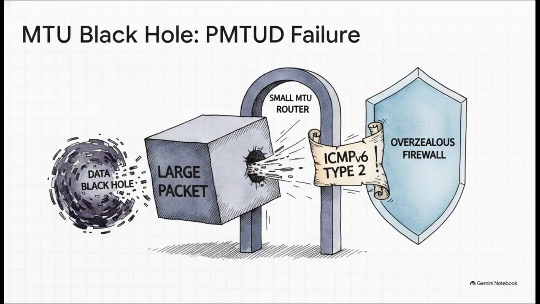But a large file transfer packet hits a router somewhere down the line that has a smaller MTU limit. Naturally, that router sends back an ICMPv6 packet too big message, that's a type 2 message, telling the sender to shrink the packet size. But if you have an overzealous firewall blocking that ICMPv6 message, the sender literally never gets the memo. The router just silently drops the big packets and you get a black hole. To fix this, you absolutely have to permit Type 2 traffic on your firewalls or, as a workaround, configure TCP MSS clamping on your router interfaces.